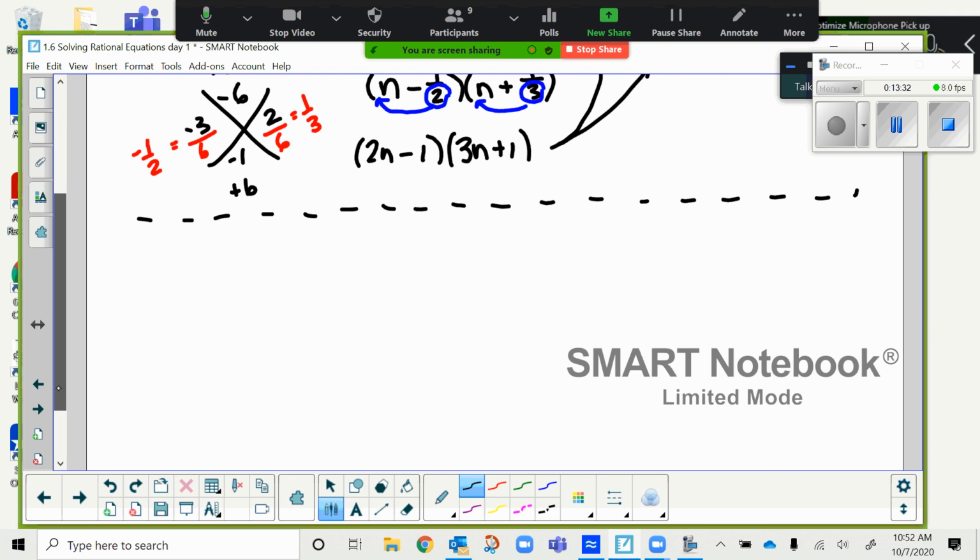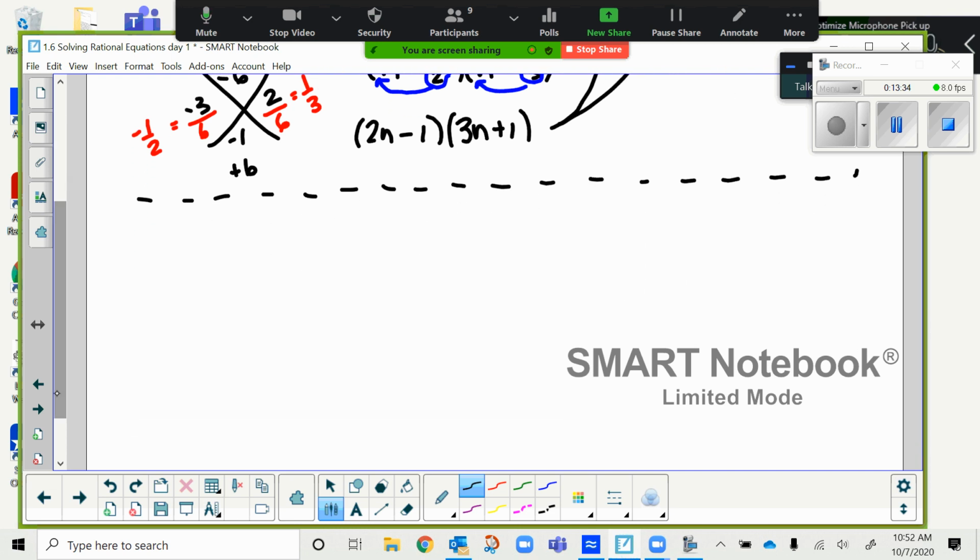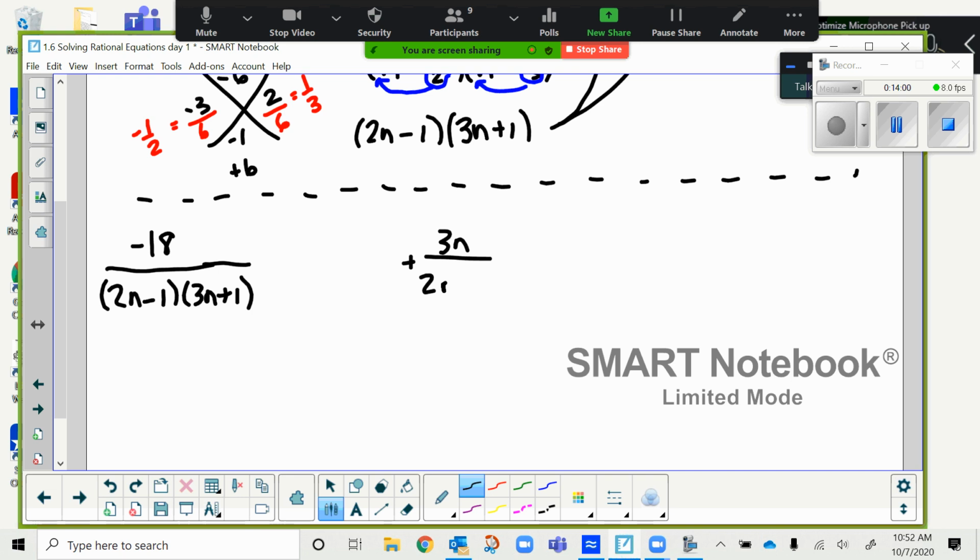So I'm going to rewrite it with room between each thing. But this time when I write the first fraction, I'm going to keep it in factored form on the bottom. 2n minus 1 times 3n plus 1. I'm going to give myself some space and then write the next term plus 3n over 2n minus 1. Give myself some space and then write 4n over 3n.